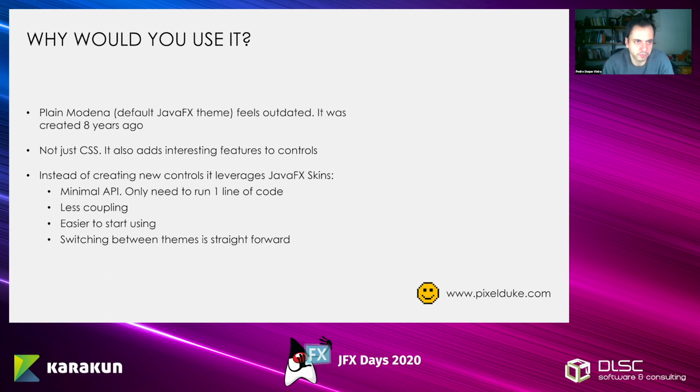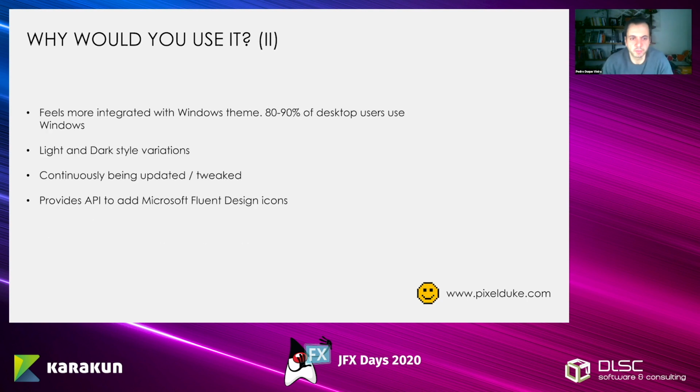You only need one line of code, and switching between themes becomes straightforward. You simply remove that one line of code, and you have your Modena theme. Or you could, for instance, on Windows use JMetro, and decide on Mac you want to use another theme. That's easy. It feels more integrated with the Windows theme, which can be an advantage, since according to the last statistics that I saw, 80% to 90% of desktop users use Windows. Some statistics say 80, some say 90.